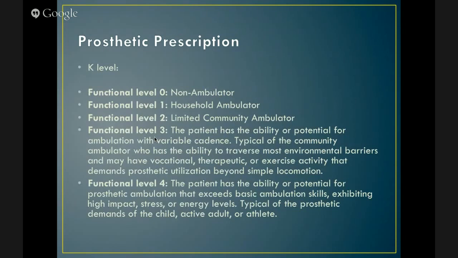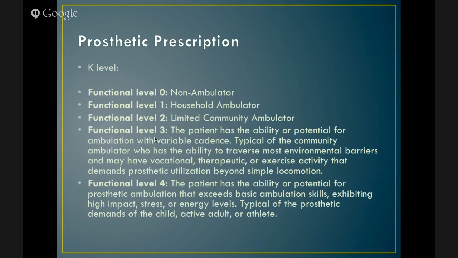So K levels, you do need to know about these because this is what insurance companies are all looking at, or some flavor of this. K levels are designations that were created by Medicare, but a lot of insurance companies basically followed suit. And again, this is your projected functional level, all the way from 0 to 4, 0 being a non-ambulator. We generally don't consider those as far as a prosthetic prescription, because no insurance company will cover you if you don't plan on using the leg or if it's purely cosmetic. The idea is that this improves your function.